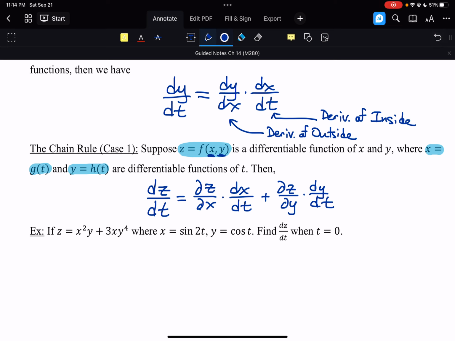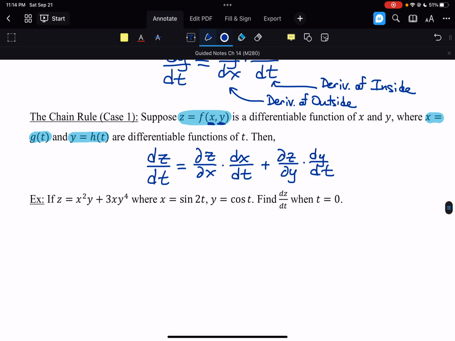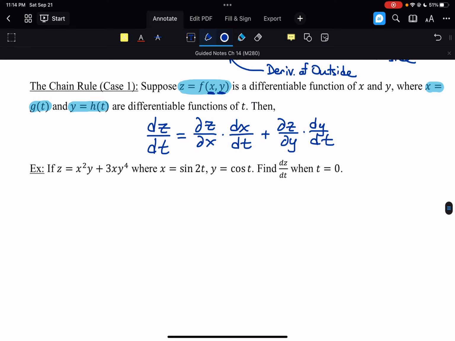So we need to be very careful not to mix up these notations and be very clear about which ones are partial derivatives and which ones are just single variable derivatives. So let's try an example, to see what this looks like in practice.